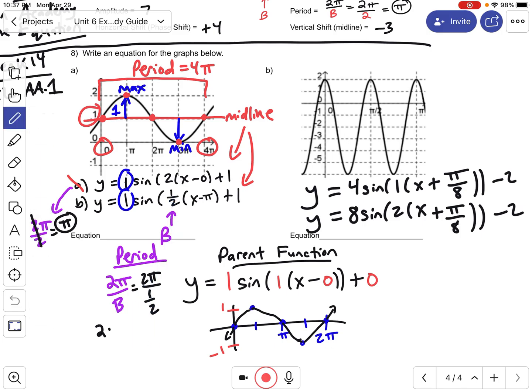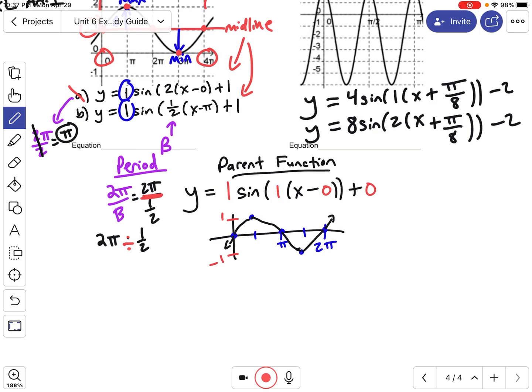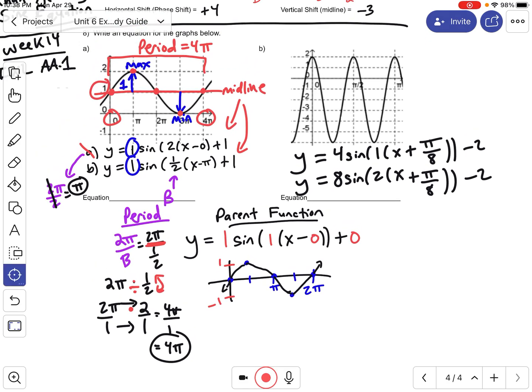Then we're going to have to rewrite this as 2 pi divided by 1/2 like this, since a fraction bar means division. When you divide fractions, you do keep, change, flip. We keep the first one the same, change the division to multiplication, and flip the second fraction, which is the reciprocal. Then when you multiply straight across, you get 4 pi over 1, which is just 4 pi. And that does match the actual period. So I would say that would be the correct answer.